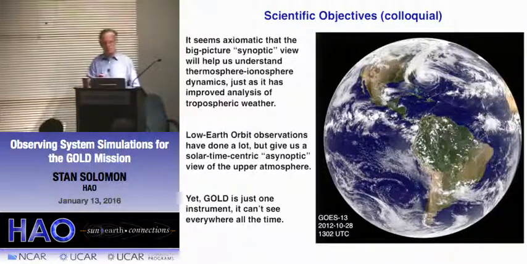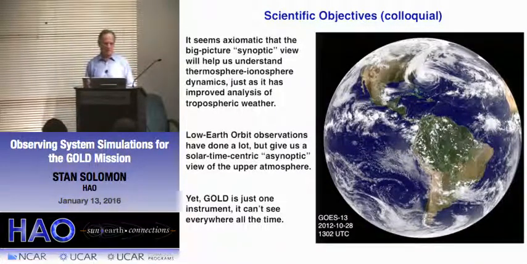It's one where we're locked in solar time. We're progressing slowly in solar time. It's what the meteorologists call an asynoptic view. And so we would really like to see everything all the time. But I think Aaron Ridley calls it MEAT, right? Measure everything all the time. Or maybe he calls it meal ticket. But GOLD is just one instrument. We wish we had three of them. Maybe if this turns out to be a valid proof of concept, we will have three of them someday.